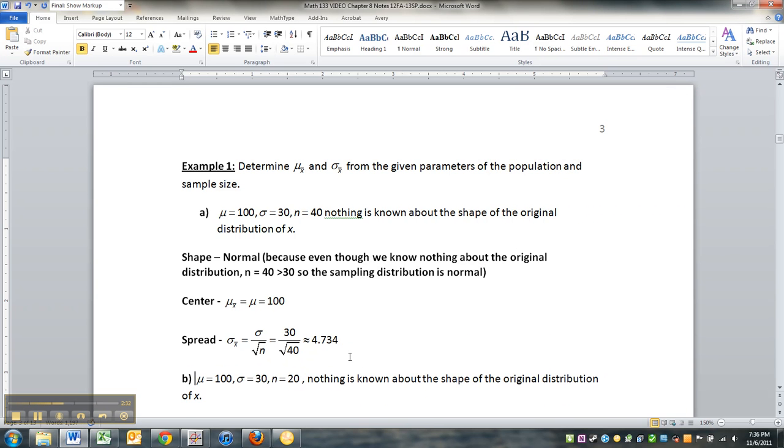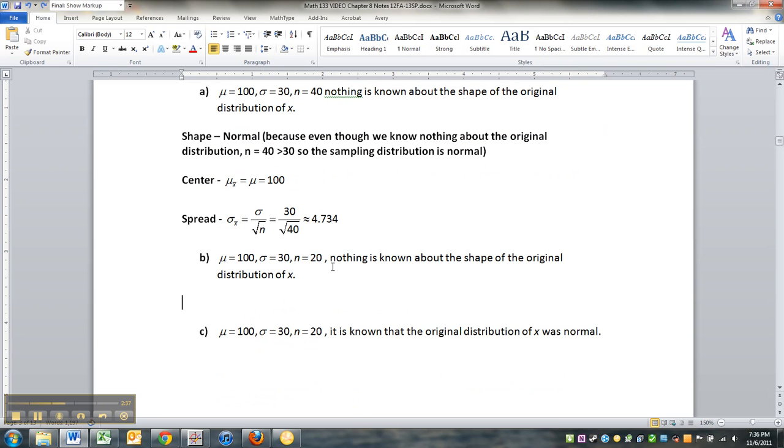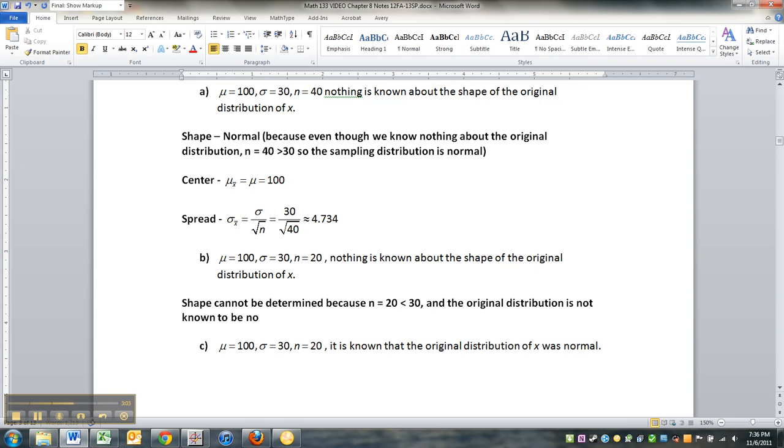Now, what about letter B? Here, nothing is known about the shape of the distribution again, but n is only 20. So the shape cannot be determined, because n equals 20 is less than 30, and the original distribution is not known to be normal. Done.